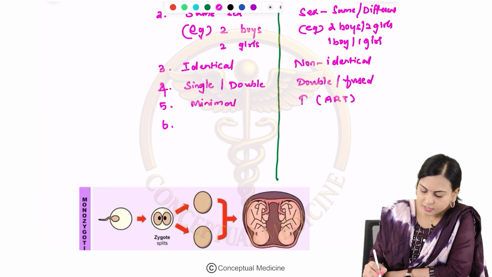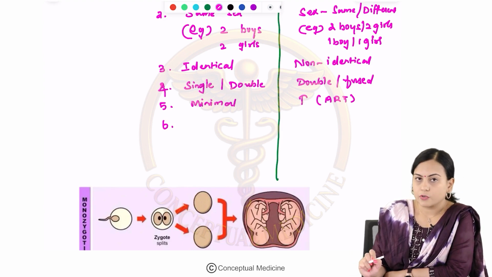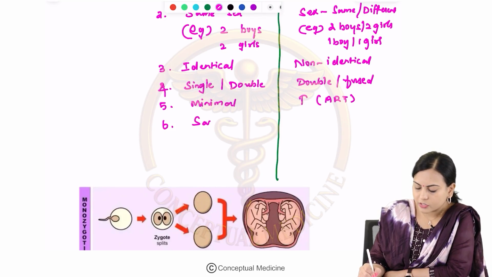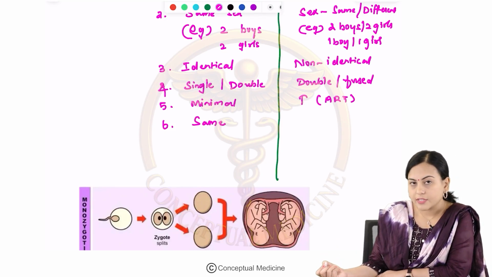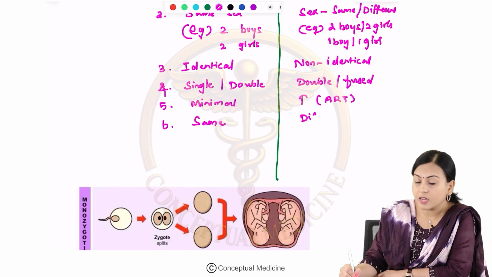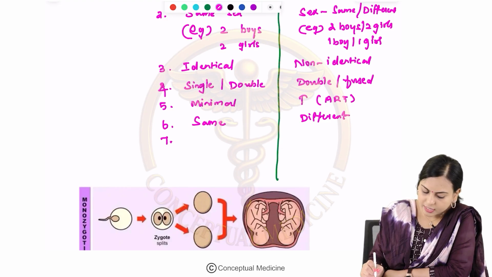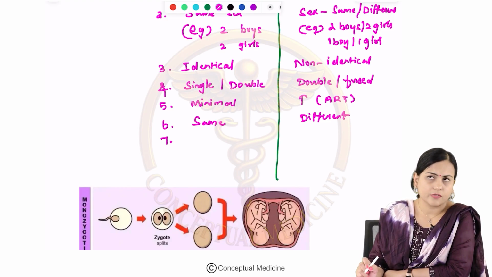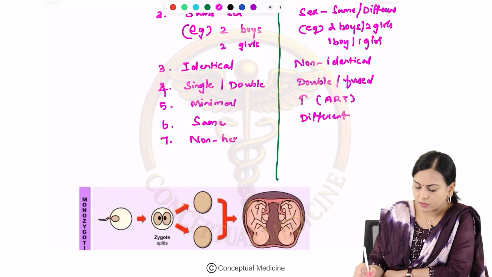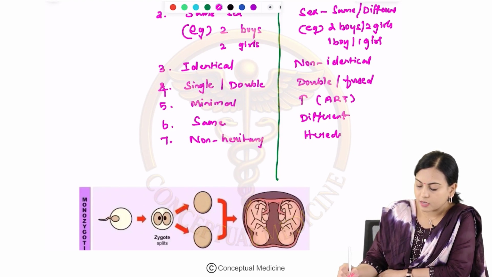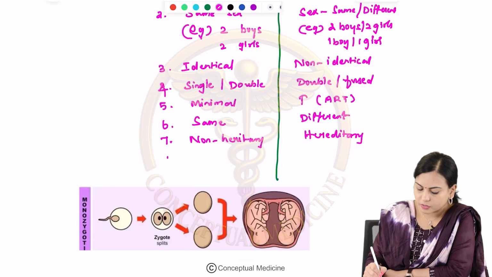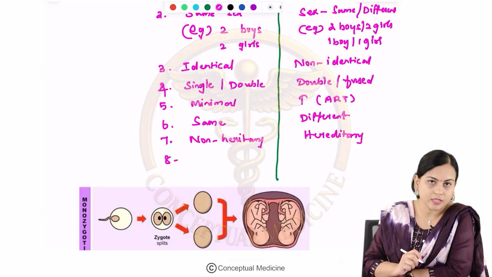And then if you see the genetic features for monozygotic twins, mostly the genetic features are the same, whereas for the dizygotic twins, the genetic features are different. Okay. And then if you see the hereditary features, mostly monozygotic twins are non-hereditary, whereas dizygotic twins are hereditary in nature. Okay, that is they can pass on to the next generation.